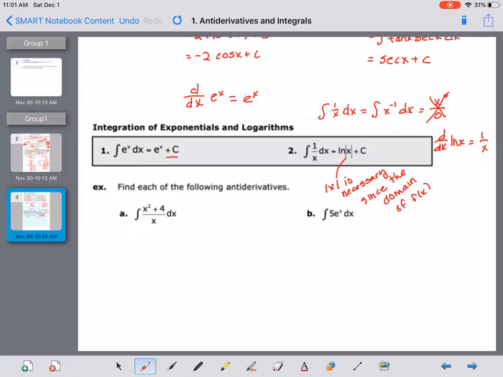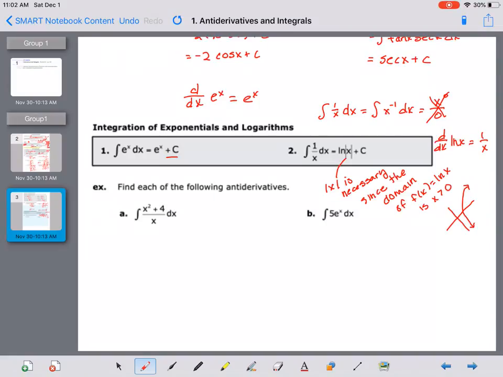If we think of the function of the natural log, the domain is x greater than 0. Remember, what comes after the natural log has to be positive. And if we think of the graph of the natural log function, it looks like that. Our domain is all positive real numbers, excluding 0. So the absolute value ensures that we get all positive values behind the natural log. That's a really important thing. Okay, so let's do 2 examples of where these would come into play.